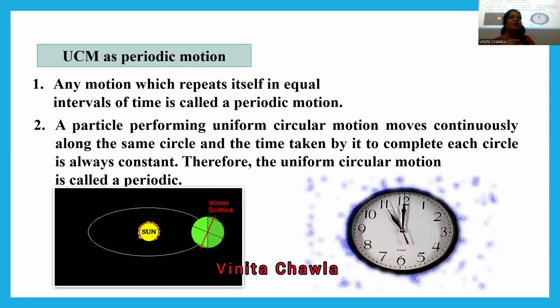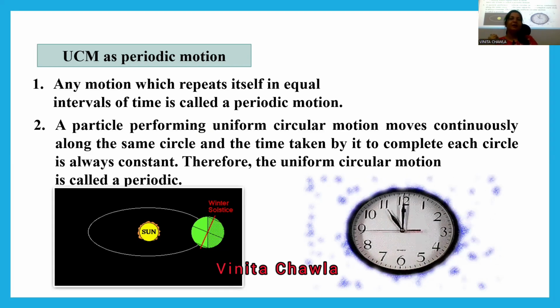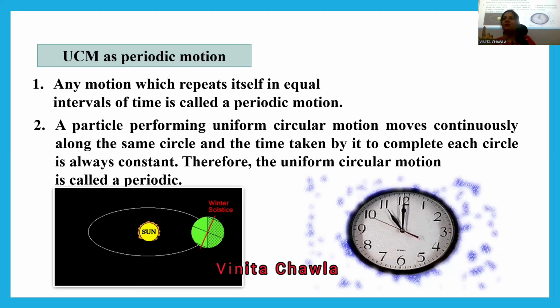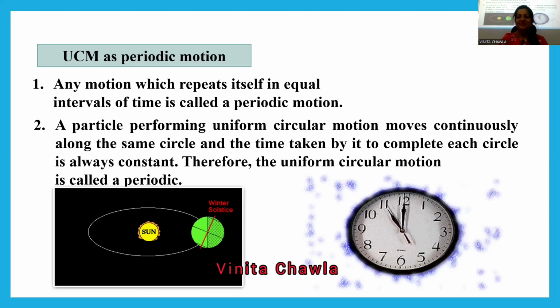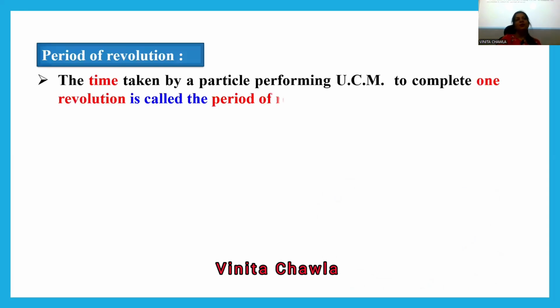Okay. In the same way, in the case of a clock, this motion repeats itself after every 1 hour. And in 24 hours, we get the same time. And in a 12 hour clock, in 12 hours, we get the same time if you do not consider AM, PM. So it is also periodic. Period of revolution: revolution means one round around an object.